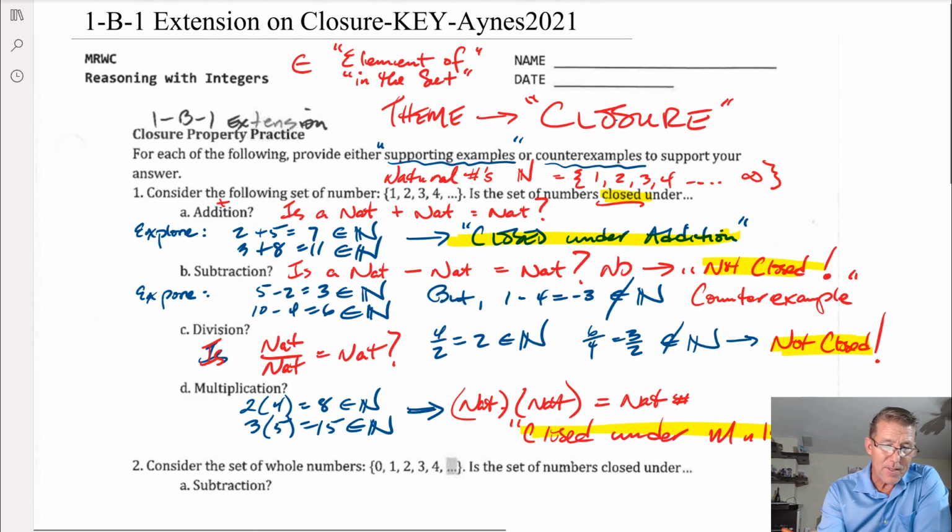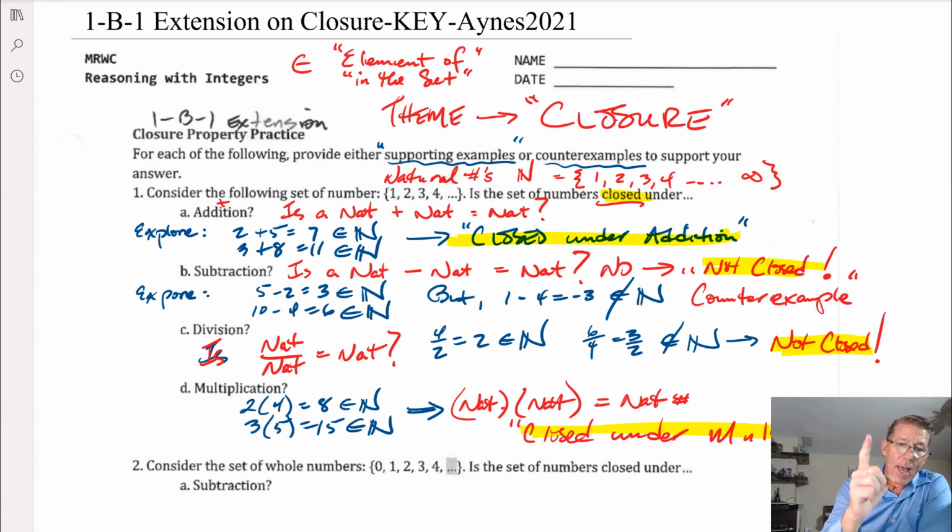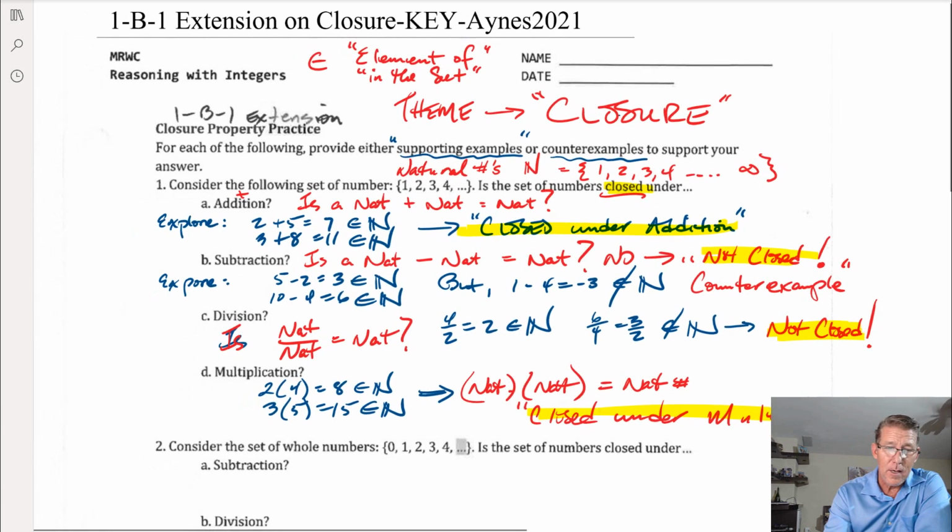You got to provide supporting evidence when you deal with closure. It's not good enough to say whether it's closed or not closed. You got to back up what you're saying with numbers, examples. When I say explore in this class, I'm talking explore numerically. Provide numerical supporting examples to prove your point, or counterexamples to prove that it's not closed. By the way, it only takes one counterexample to do that, as we talked about in class.